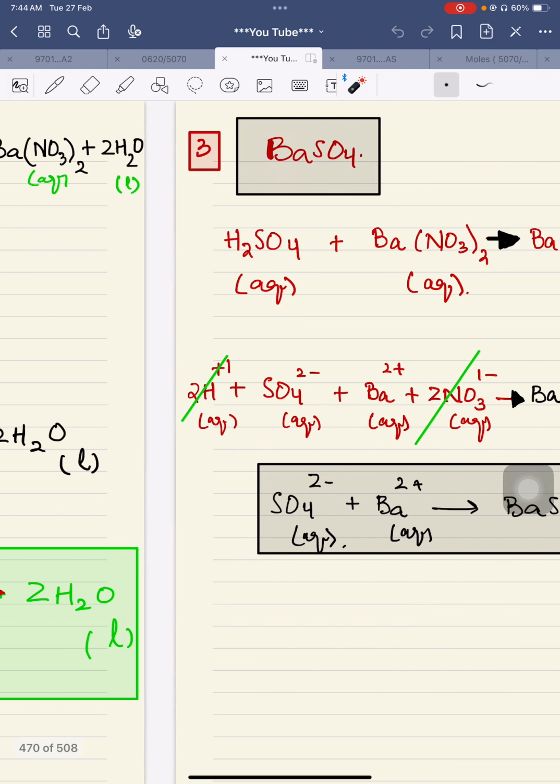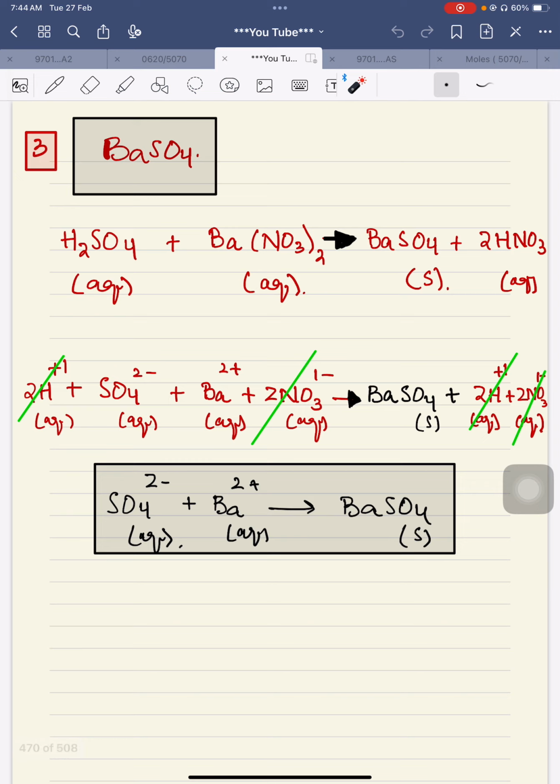Now the third example, the barium sulfate formation. It is a reaction of sulfuric acid with barium nitrate to make barium sulfate, and the other product is nitric acid. We know perfectly that all acids are soluble, so sulfuric acid will be considered soluble. Nitric acid will be considered soluble too because it is an acid as well. What about the barium nitrate and barium sulfate?